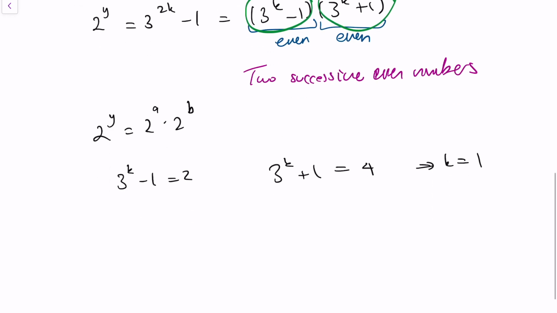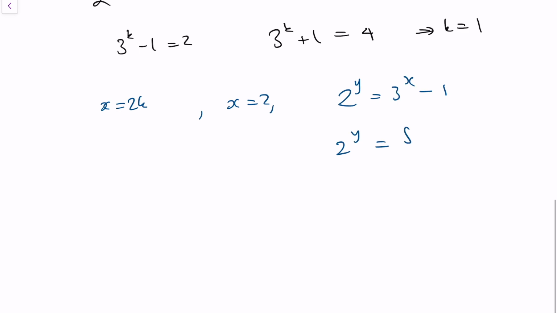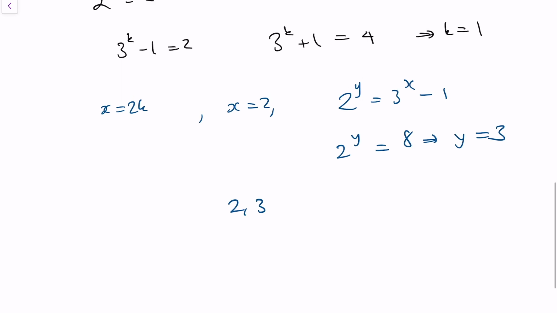By simple reasoning, we see that the only possible value is k equal to 1. We said x is equal to 2k, so if k is 1, x is equal to 2. If you plug this into the equation, we have 2^y = 3^x - 1, so 2^y = 8, which implies y is equal to 3. And (2, 3) is the other solution to this equation.